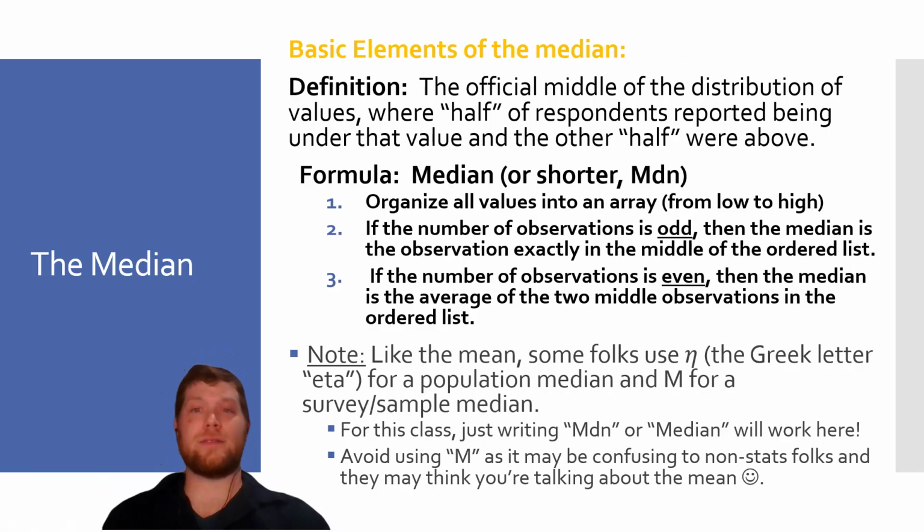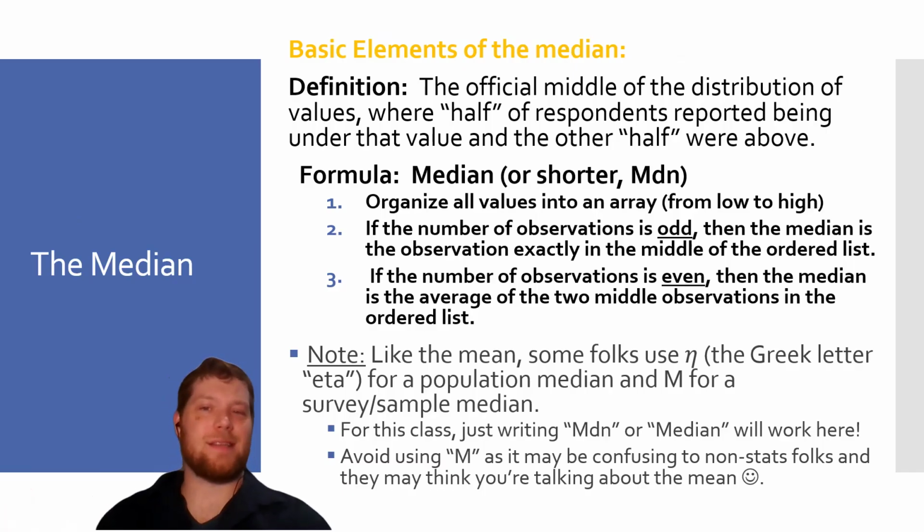We'll organize all the values into an array from low to high. What I mean by array is just a list of values. If the number of observations is odd, then the median is really just the one that's right in the middle, once they go from smallest to largest. If it's even, then I'll often take the average of the two middle observations, and that makes it the median itself. Again, I'm using this sort of formal terminology, but really the median is just the middle number that splits the data in half, where 50% is lower, 50% is higher.